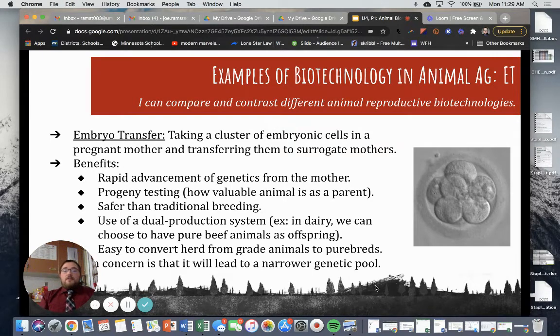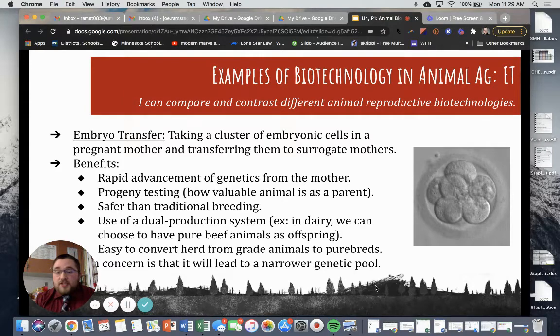Some key benefits include rapid advancement of genetics from the mother, progeny testing, so we can figure out how valuable an animal is as a parent. It's safer than traditional breeding because we're just looking at the specific embryos and not mating actual animals live in person. The use of dual production systems. So by using embryo transfer, for example, in the dairy industry, we can choose to have pure beef animals as our offspring by selecting the correct embryos. And it's, of course, easy to convert a herd from grade animals to purebreds as a result of embryo transfer.